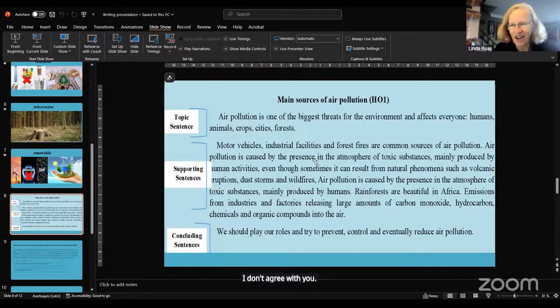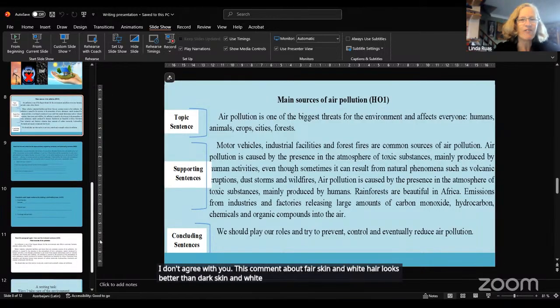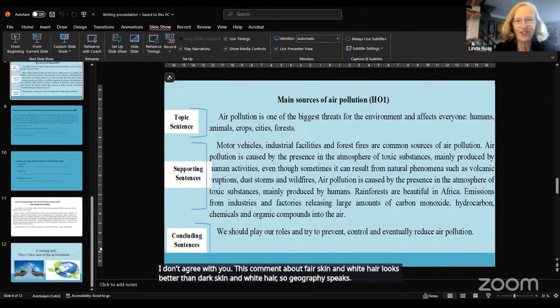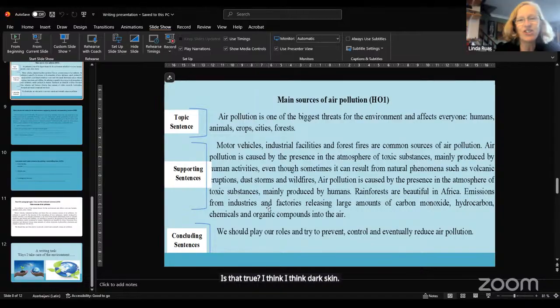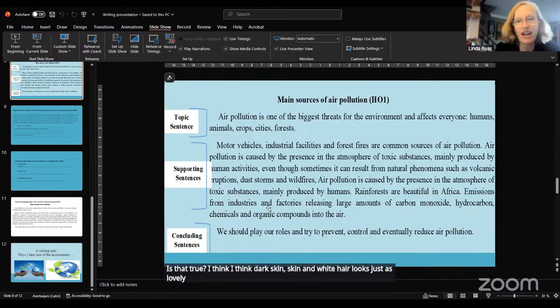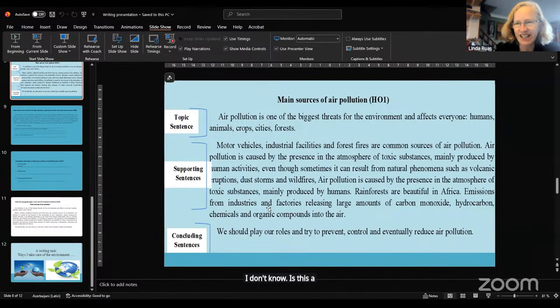This comment says fair skin and white hair look better than dark skin and white hair, so geography speaks. Is that true? I think dark skin and white hair looks just as lovely. It depends on the colors that you wear. I don't know. Is this a cultural acceptance as well?